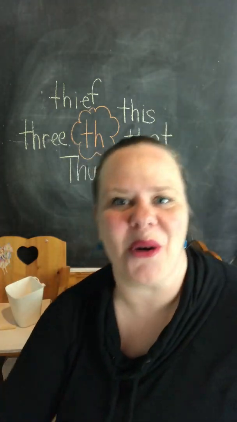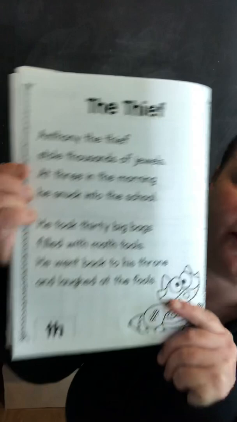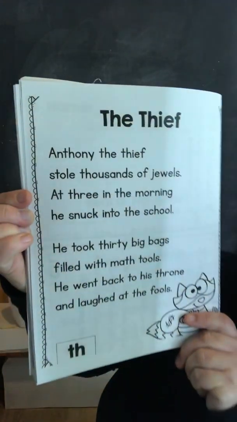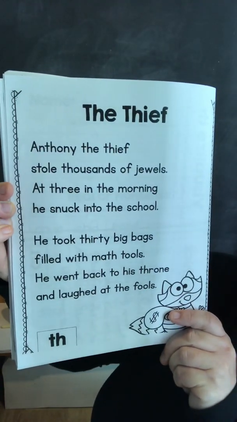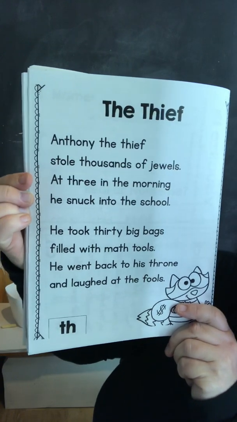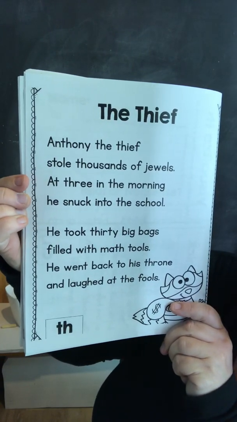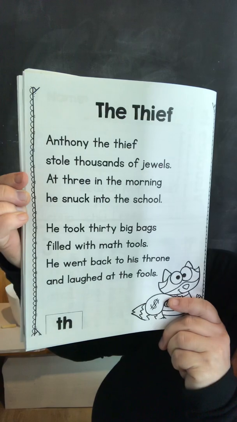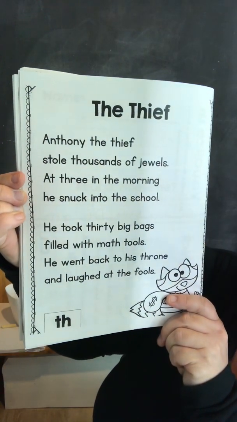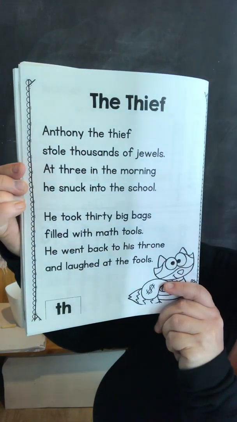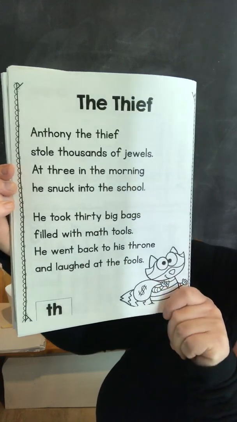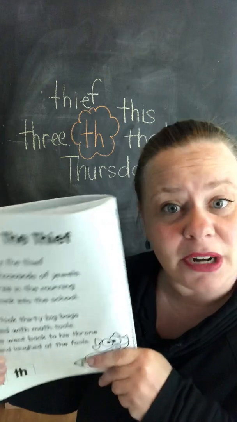So let's read the poem. It's called The Thief. Anthony the thief stole thousands of jewels. At 3 in the morning, he snuck into the school. He took 30 big bags filled with math tools. He went back to his throne and laughed at the fools. Whew. Naughty Anthony. Let's read it one more time.